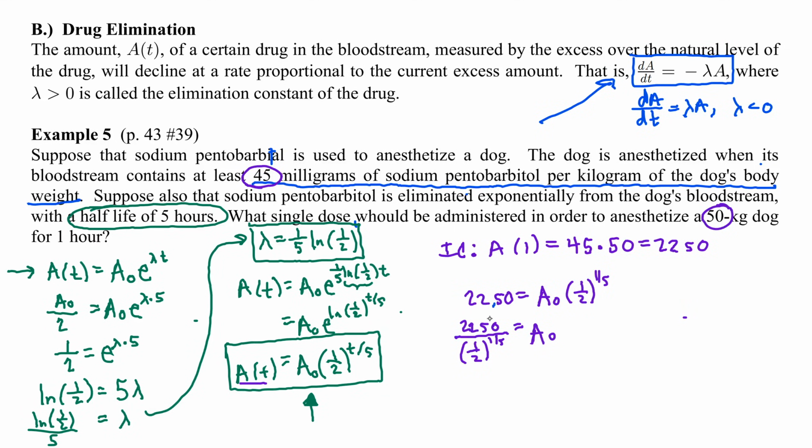Okay, 2250 divided by 1/2 to the 1/5 power. Then when we approximate that, we're going to get 2585 milligrams of medication. So if you were working along with your calculator, you probably caught that. So 2585 milligrams of medication. So that's how much we would administer at first. Then we can be sure that after an hour, he is still anesthetized for the medical procedure.